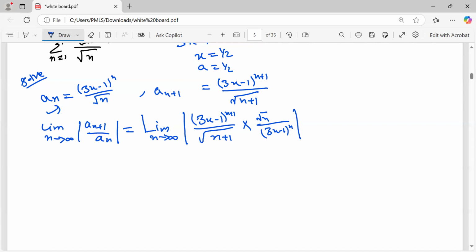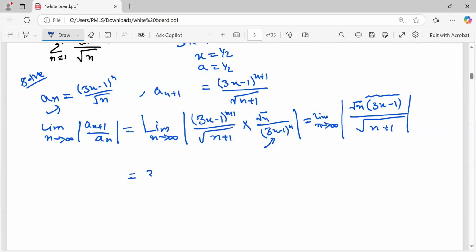So see that it will be the limit as n approaches infinity, and in the numerator we will get square root n times (3x minus 1), because (3x minus 1) raised to power n will cancel out. So we will get just |3x minus 1| times square root n divided by square root of n plus 1. If we see that in the expression 3x minus 1 there is no n involved, we can take it out of the limit, right?